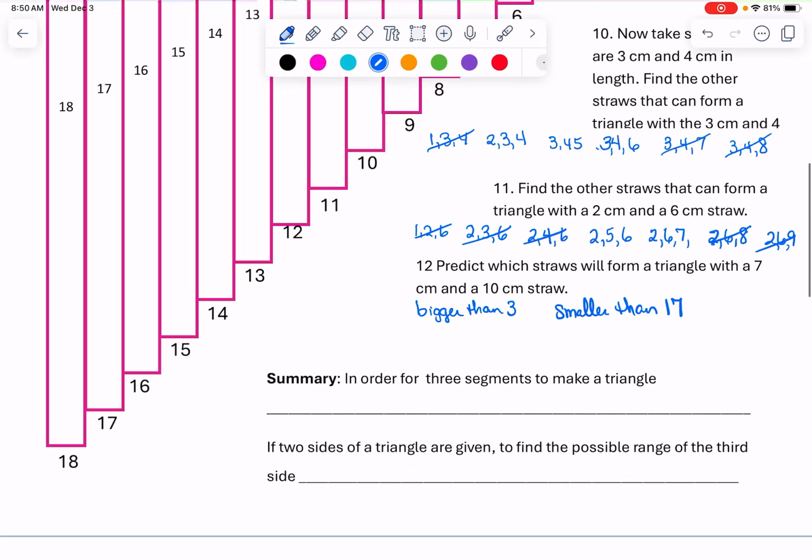So in order for 3 segments to make a triangle, the sum of the 2 smaller ones must be bigger than the largest.